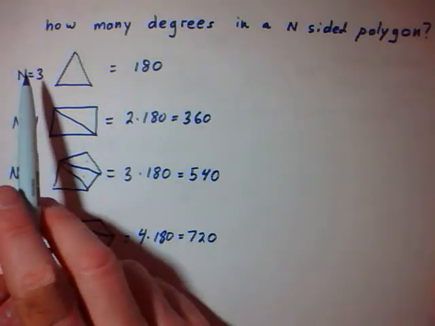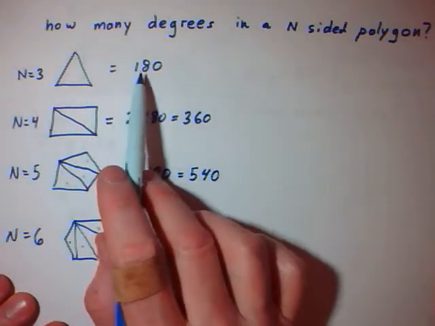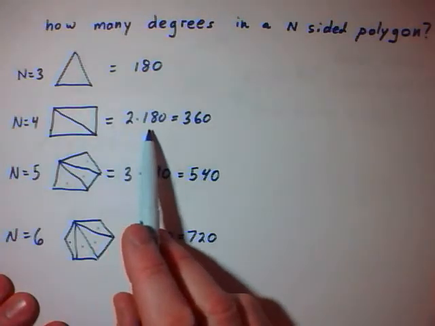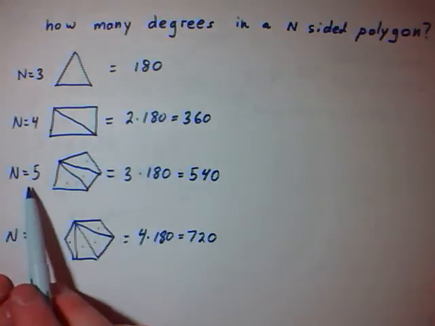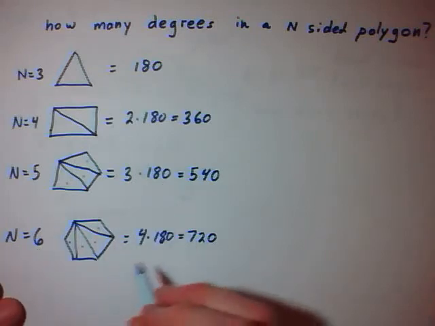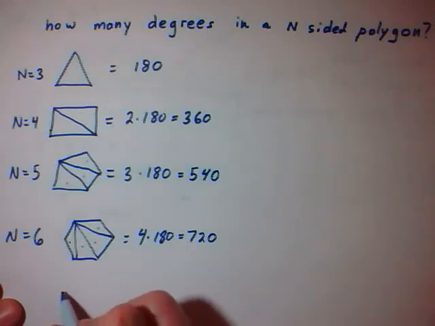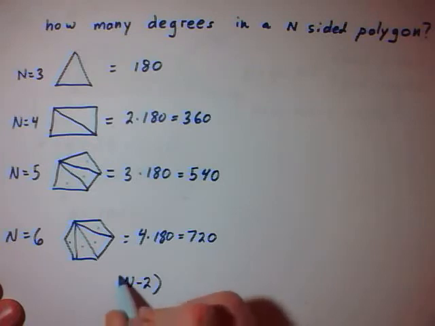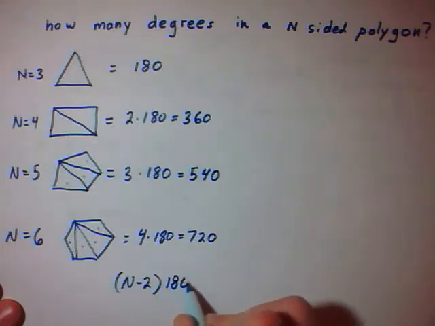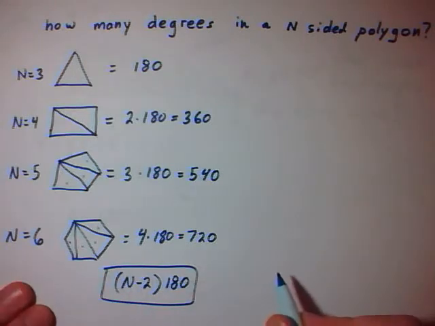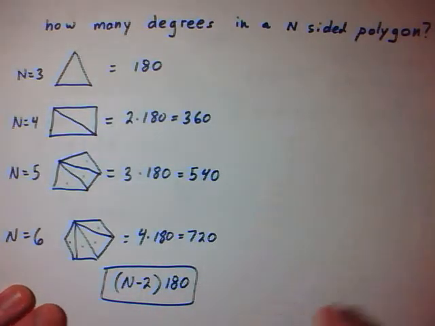So we can see that when n is equal to 3, the result is 1 times 180. When n is equal to 4, it's 2 times 180. When n equals 5, 3 times 180. And when n is equal to 6, 4 times 180. So the general formula is n minus 2 times 180, which is the total number of degrees in an n-sided polygon.